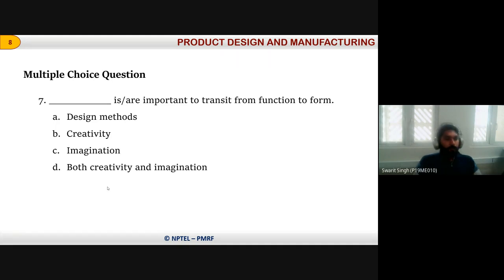Okay. So moving to question number 7. Question number 7 is already on your screen. It is a fill in the blanks type. It says, fill in the blanks: blank are important to transit from function to form. It is a statement that I have taken from the slide only. Which of these options are required for transitioning from function to form?